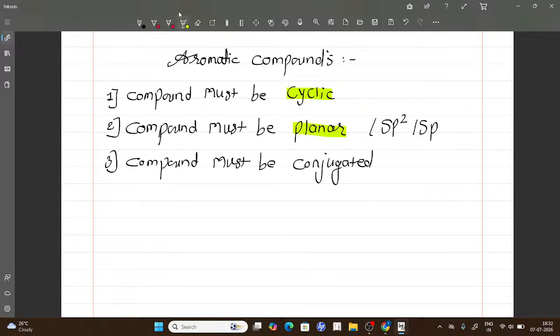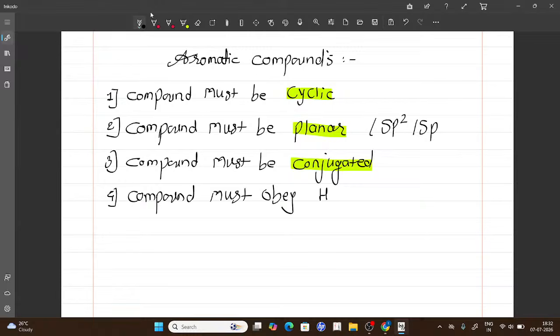What is a conjugated compound? The compound which has an alternate carbon-carbon double bond and single bond system is called a conjugated system. And the last one is that your compound must obey Huckel rule.